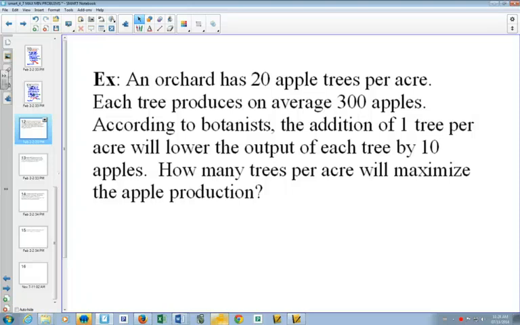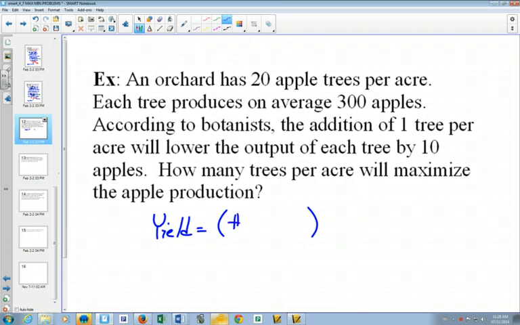Practice so you can do it on your own. So we're trying to find our maximum yield. So I'm going to just write yield, right? It's based on how many trees you have and apples per tree.